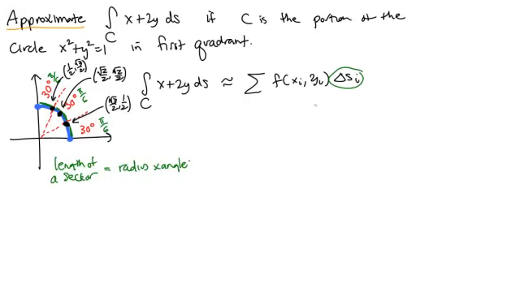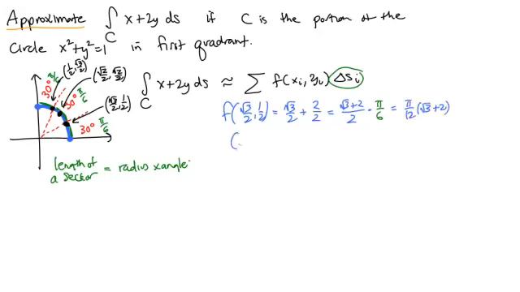And so now I could go through and work out this Riemann sum. If I take my first point, root 3 over 2, 1/2, and plug it into the function f, we're going to get x plus 2 times y, which will be root 3 over 2 plus 2 over 2. And then we'll multiply that by the length of the segment, which we already worked out was pi over 6. And that'll get us a total of pi over 12 times root 3 plus 2.